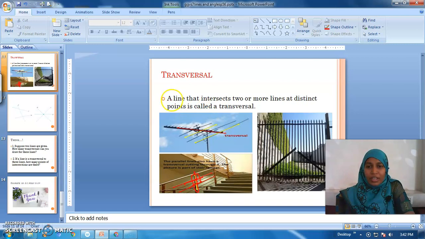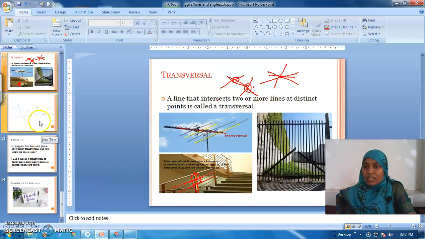So, what's the point here? A line that intersects 2 or more lines at distinct points. They are not meeting at the same point. If this line is meeting all these lines at the same point, then it is not a transversal. It should meet at different points. The line which intersects the other 2 lines at distinct points is called a transversal. In a definition, all the words are very important. Each and every word has its meaning. Is it clear, children?